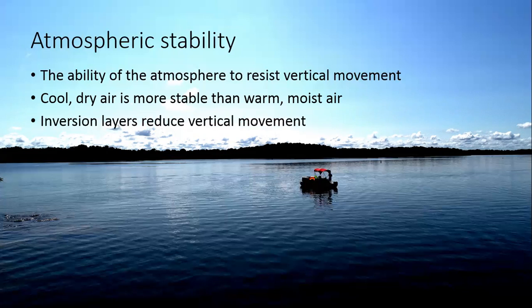Now, you can also have inversion layers, and this is a situation where cold air is found at lower altitudes and warm air is found at higher altitudes. And a lot of times this can occur on a clear, cool night closer to the surface, or it can occur when a front of warm air spreads over a layer of cooler air. And so the cooler air is where it wants to be, the warm air is where it wants to be, and so nothing really moves vertically.